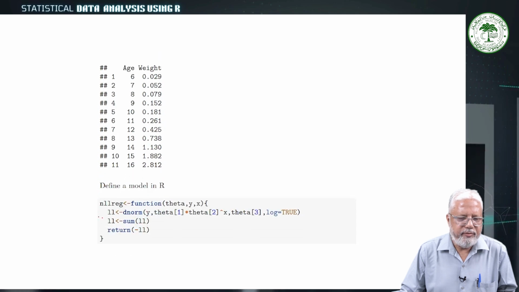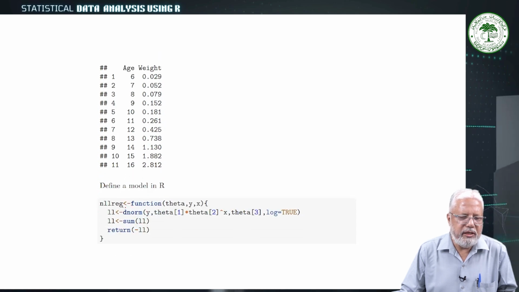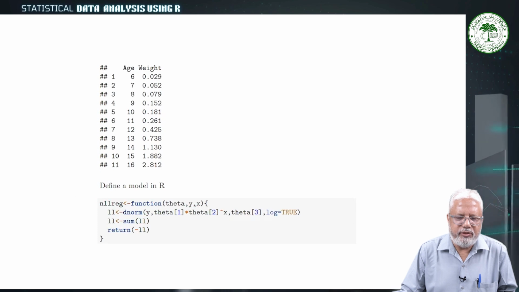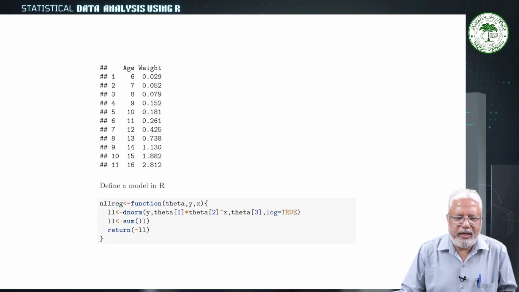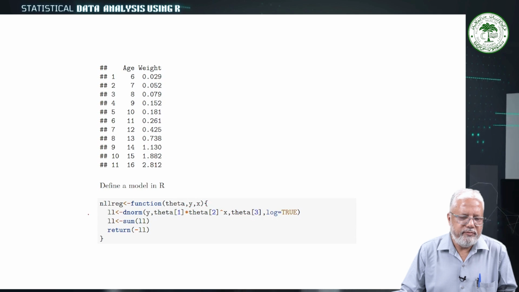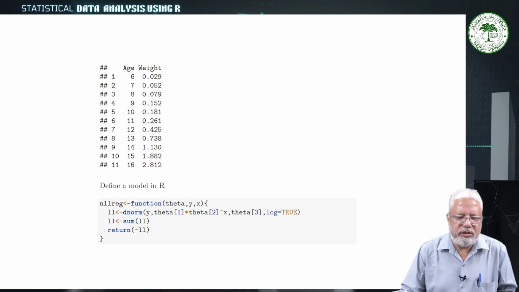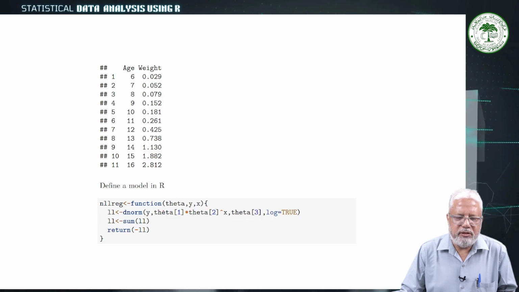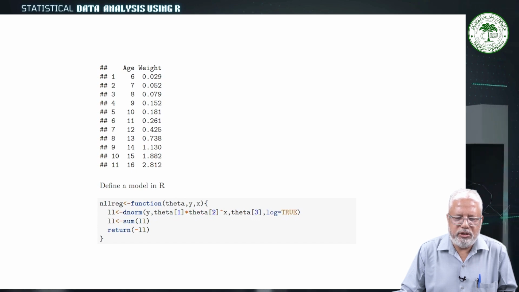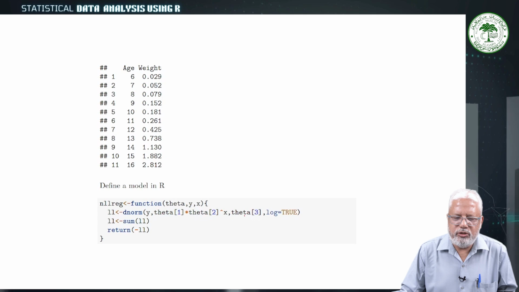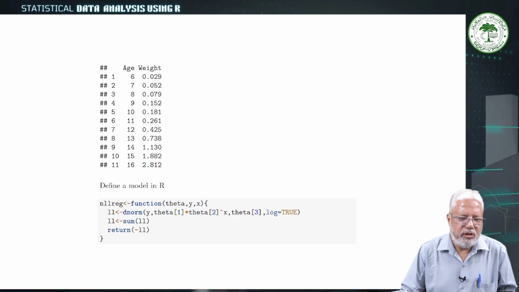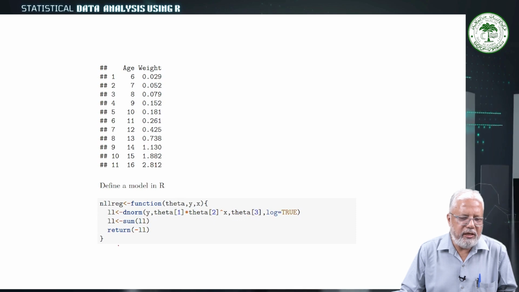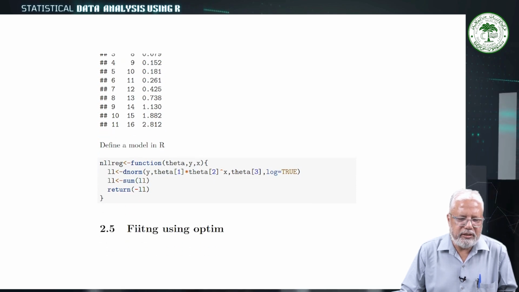Define a model in R. NLL.reg, nonlinear regression, is equal to function of theta, and then y, comma x. Here LL is equal to dnorm, because the error distribution is normal, with mean theta 1 into theta 2 raised to the power x. This is the nonlinear regression model, and sd is equal to theta 3, log is equal to TRUE. Then we return the negative of the LL, so it is minus LL.